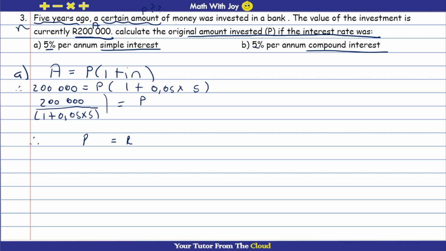That gives us 160k. So you put down 160,000. So that's the present amount that you must have started with.